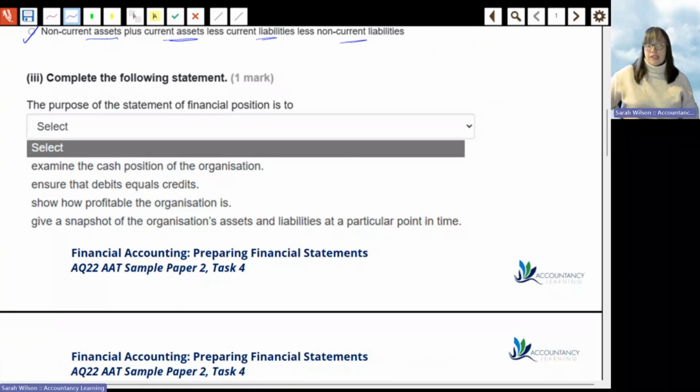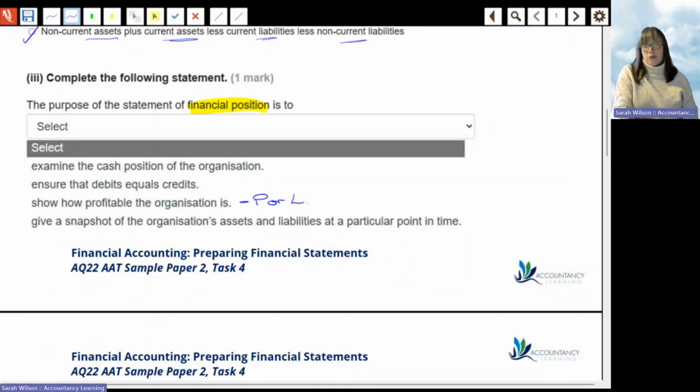Now we need to complete the following statement. The purpose of the statement of financial position is to examine the cash position of the organisation, ensure that debits equal credits, show how profitable the organisation is, or give a snapshot of the organisation's assets and liabilities at a particular point in time. So the statement of financial position is what we're looking at. We can see immediately that profitable would actually be on the statement of profit or loss, to see how profitable the business is.